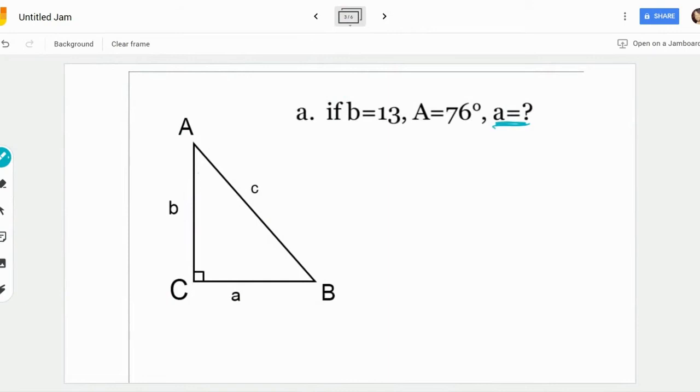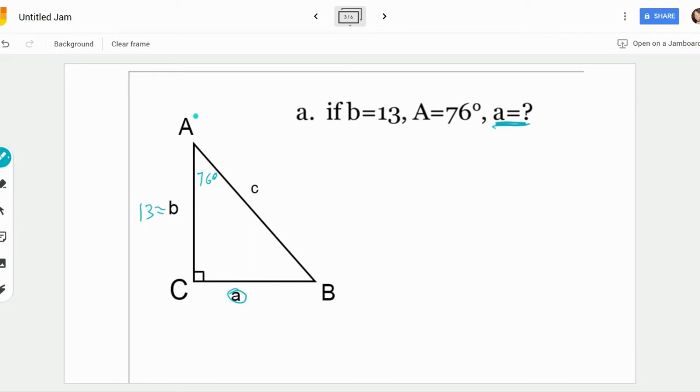So here's angle A, 76. We know that side B is 13. And then we don't know angle B. We could find it out because 90 plus 76, and then plus angle B has to add up to 180. So we could subtract those two off of 180 and get B, but it's fine. We don't need it. And we're looking for side A. So this is the one we want.